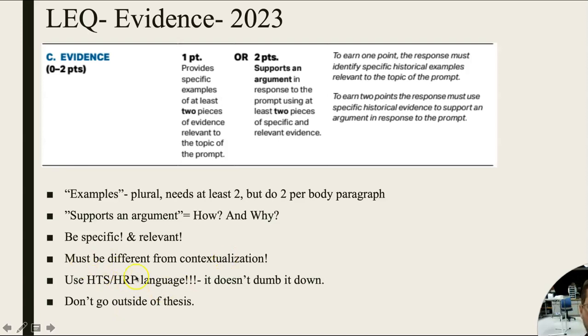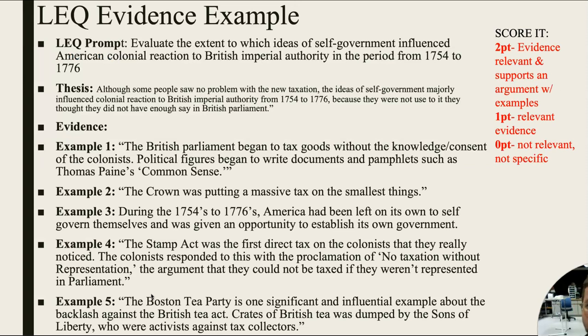And then also make sure you use the language from the historical thinking skills, right? It doesn't dumb it down. Don't feel like you need to allude to it. Be very clear for the reader. And then don't go outside of your thesis. Make sure you stick to your thesis point. All right, let's take a look at some examples.